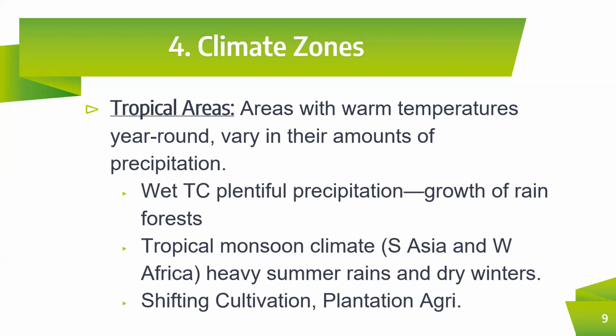The wet tropical zones have plentiful precipitation and growth of rainforest. The tropical monsoon climates, those in South Asia, Southeast Asia, and West Africa, for example, have heavy rains and dry winters. And the types of extensive and intensive agricultural practices you'll see include shifting cultivation and plantation agriculture. But we'll get into that in a moment.